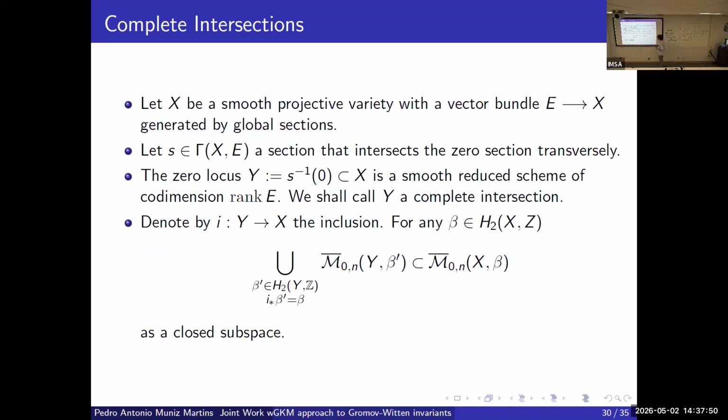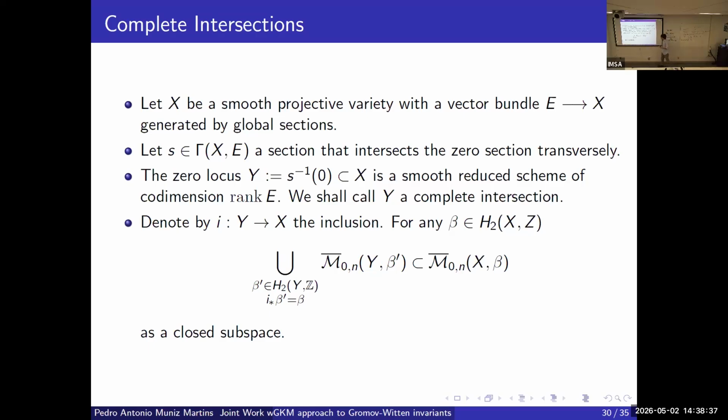Well, again, X is a smooth projective variety, and we denote by E over X a vector bundle that is generated by global sections. If you take a section that intersects the zero section transversely, it's possible to define a complete intersection, which is just the zero locus of the section S. We denote it by Y. Okay, and this is for us the complete intersection. Denoting by i the canonical inclusion of Y in X, and beta a class in the second homology of X, we have this relation between the moduli spaces on Y and on X. And this is an inclusion as a closed subspace.